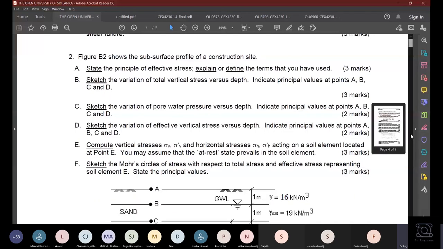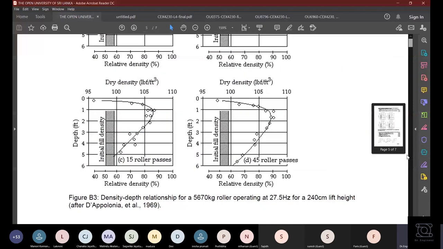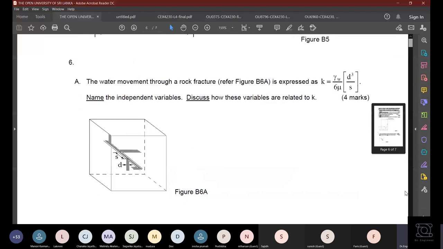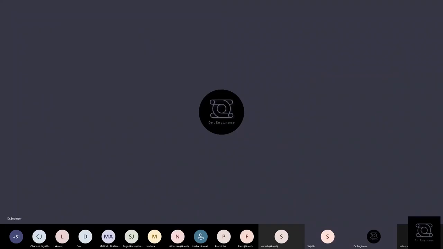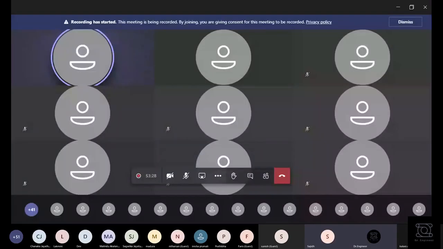Question three is based on roller passes. Question four is on method of slices. Question five is retaining wall. Question six is rock permeability and a few consolidation and shear failures, those things. So you can't predict. To be frank, you can't predict.